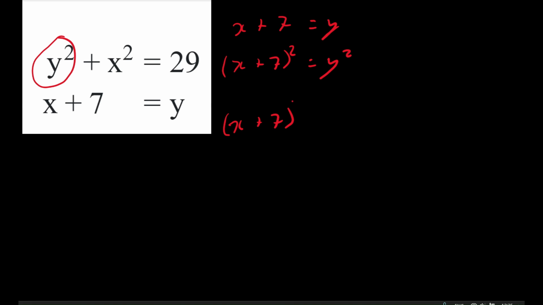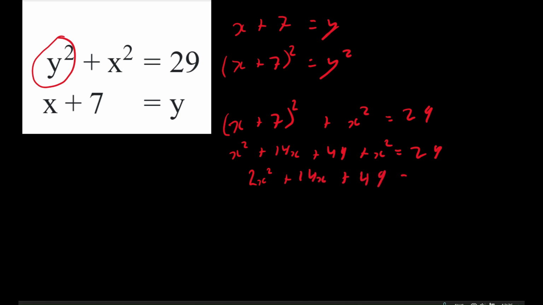So x plus 7 squared plus x squared is equal to 29. Let's expand this. We have x squared plus 14x plus 49 plus x squared is equal to 29. Let's add this up. So we have 2x squared plus 14x plus 49 is equal to 29. Then subtract 29 to get 2x squared plus 14x plus 20, which gives us 0. And now you can factorize this quadratic again.